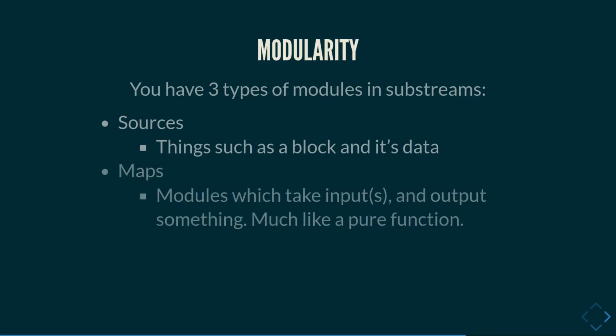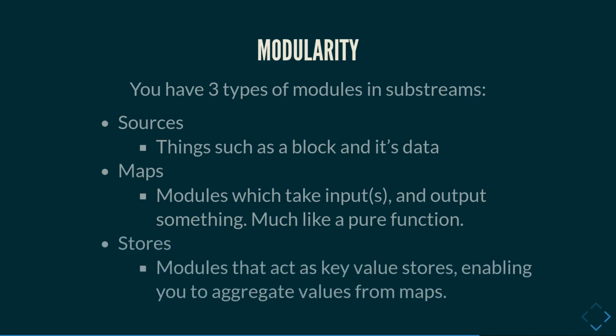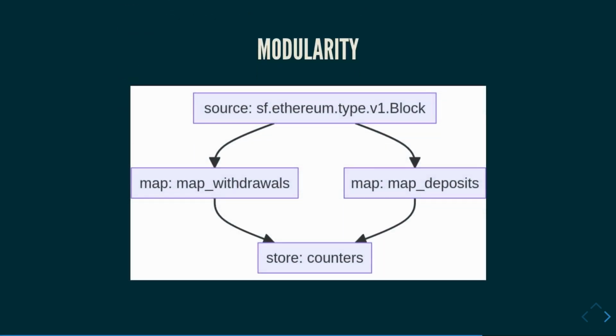Then you have maps, which are modules which take an input or multiple inputs, and they output something. So this is very similar to a pure function for any of you that are familiar with functional programming. And then stores. Stores are key value stores that enable you to aggregate values from maps. So let's look at a simple diagram. Here we can see up at the top that the source module is a StreamingFast Ethereum type V1 block. That is just a long way of saying this is an Ethereum block.